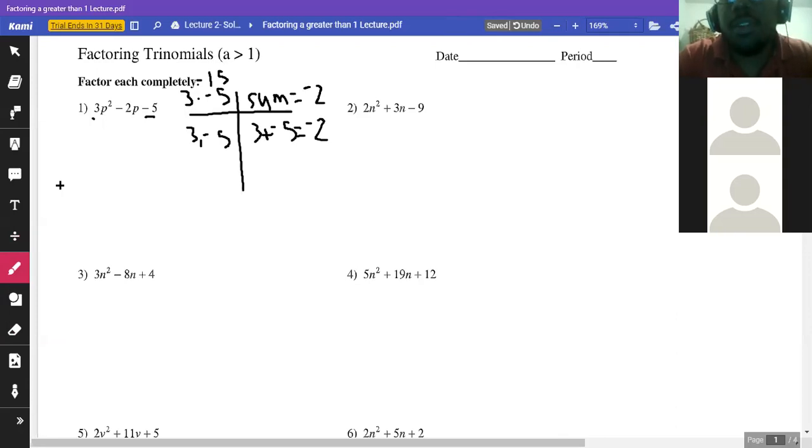So normally at this point, I could just slap a 3 on a P and a -5 on a P and I'd be done, right? But I'm actually not going to use those numbers to do that. Because I know that 3P plus -5P gives me -2P, I'm going to use the 3 and the -5 to split up my -2P.